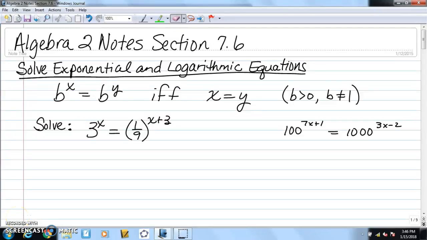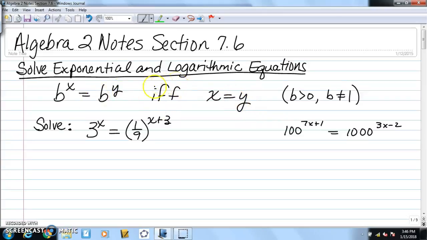Okay, in this section we're going to learn to solve exponential and logarithmic equations. So first we'll take the exponential. Our first thing we're going to look at is if you have some base b to the power x and it equals that same base to the power y, well then you know x is going to equal y.